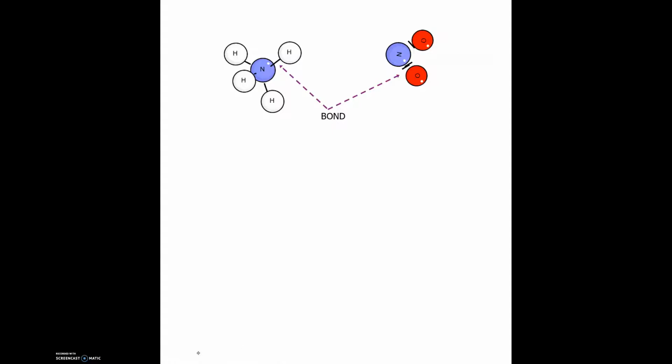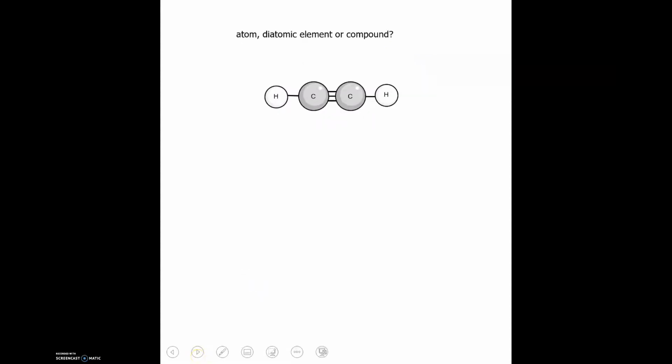So here is an example showing bonds. And these, sorry, those lines should be facing going that way. So looking at this one, is this an atom, diatomic element, or a compound? It is a compound because we have different atoms bonded together.